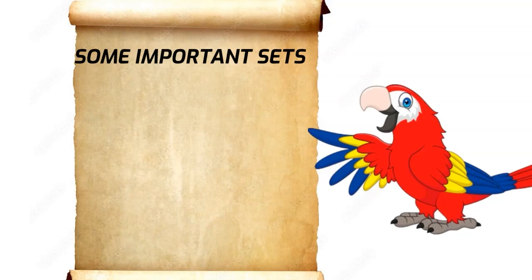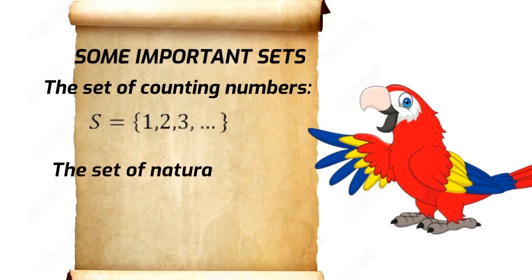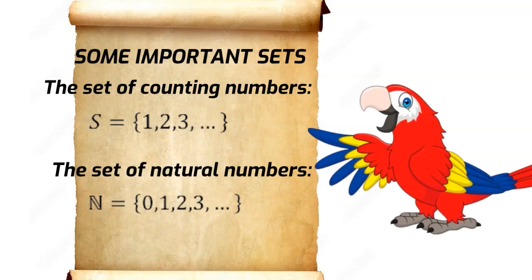Let's mention some important sets. The set of counting numbers starts from 1 and stretches into infinity. The set of natural numbers is the set that starts from 0 and stretches into infinity. It is like the improved version of the counting numbers, by adding 0.